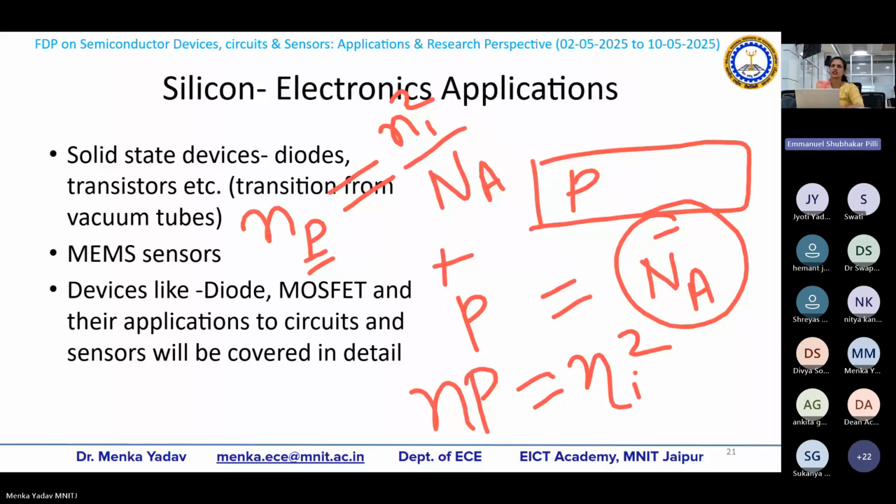So basically, Na is a negatively charged ion, Nd is a positively charged ion, and N and P are the mobile charge carriers. N stands for negative, P stands for positive. Negative means there are electrons. We say that electrons have negative charge on them. So N means it is negative, P means it is positive, right?